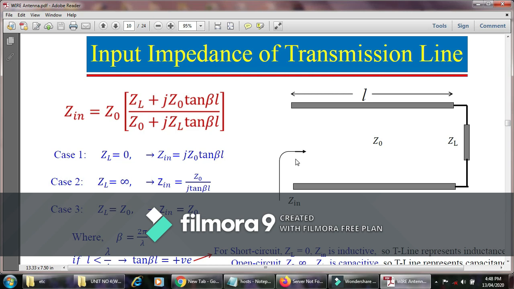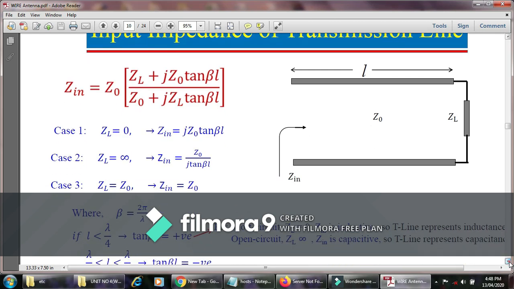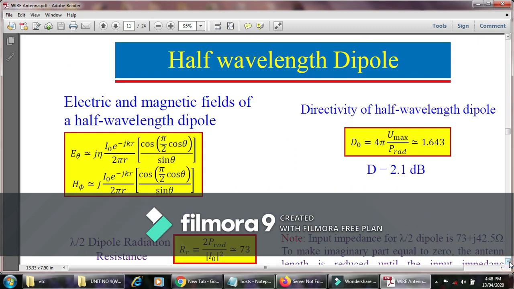In the second case, ZL is equal to infinity, where Zin is equal to Z0 upon j tan beta L. And when the load impedance is equal to the source impedance, then the input impedance is equal to the output impedance and the source impedance.